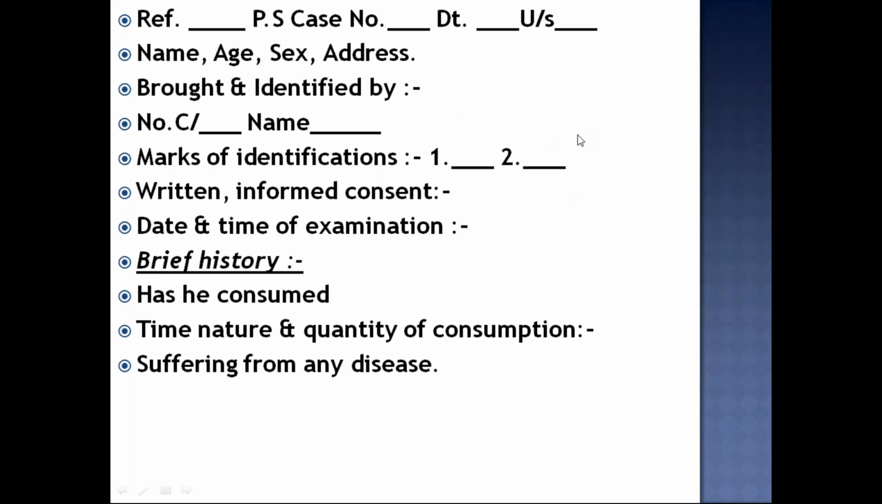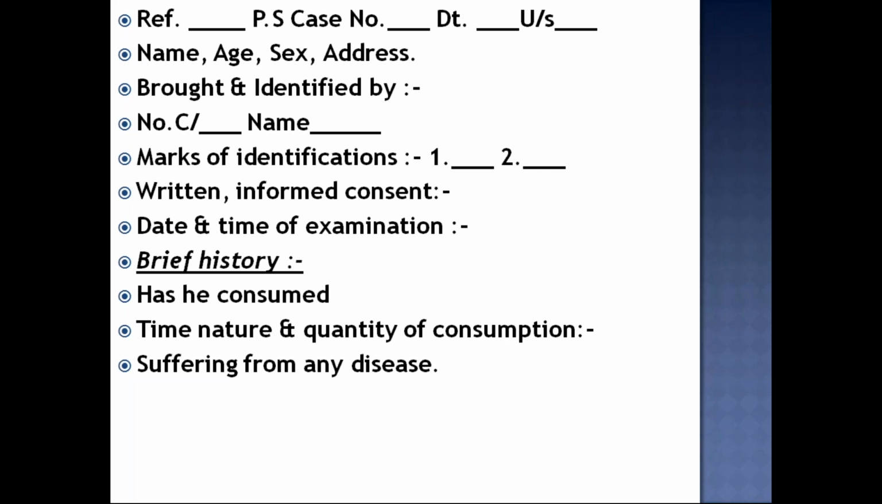You have to write 2 marks of identification, and then you have to write written informed consent. You have to take written informed consent even if the person is alcoholic. If the person is brought by the police, then you need not take it. If the person is brought by police and booked under a section, then you need not take it.